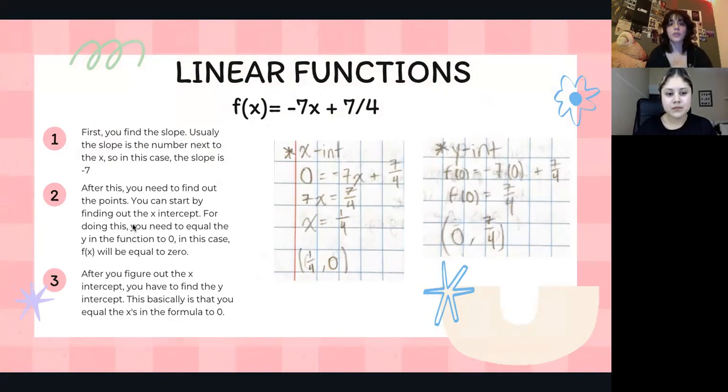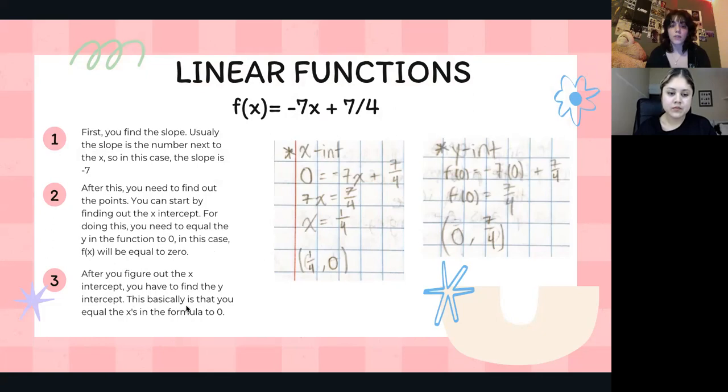And then after you take the slope, you have to find the x-intercept. For doing this, you need to equal the y in the function to 0. In this case, f(x) will be equal to 0. And you can see here how you have to clear for x. And the answer is (1/4, 0).